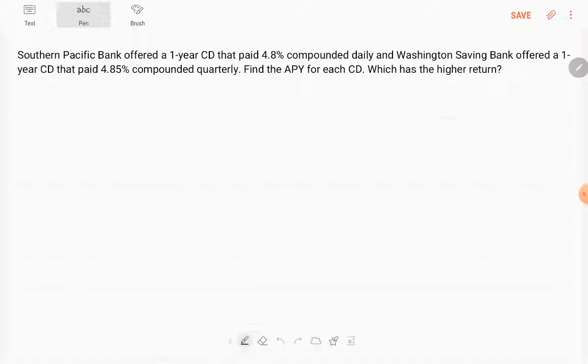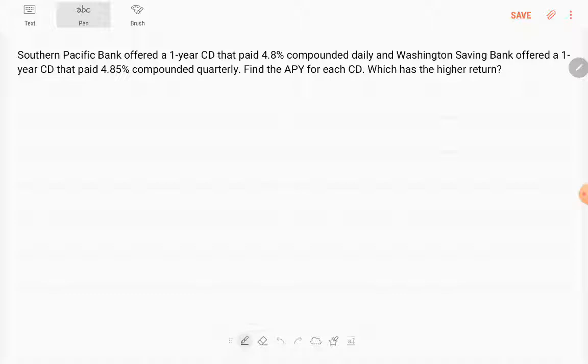The reason is that different banks use different compounding periods, so it's hard to compare directly. You need to do some calculation to compare them, right? If they offer the APY for each CD, then you can compare directly, because the higher APY will give you the higher return. So it's very easy for the customer to compare without any calculations.